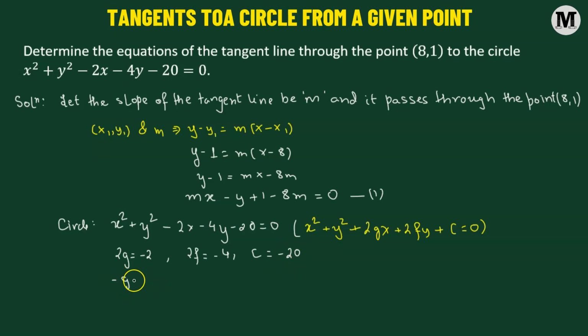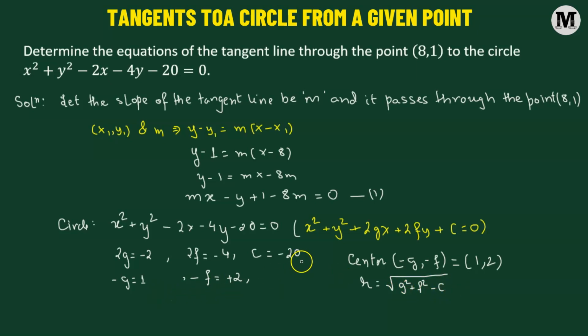So that means negative g corresponds to positive 1, negative f corresponds to positive 2, and c stays as negative 20. Now we can define the center of the circle. The center is defined by the coordinates (negative g, negative f), which means we have (1, 2) as the coordinates of the center. And the radius is defined by r equals the square root of g squared plus f squared minus c. So we substitute the values of g, f and c, and we get the value equal to 5.